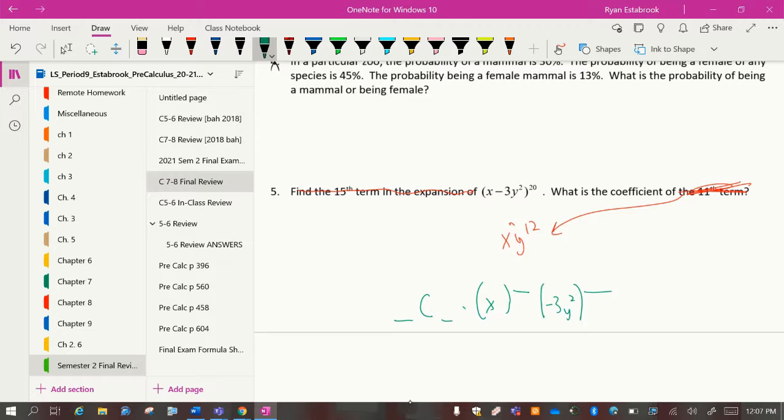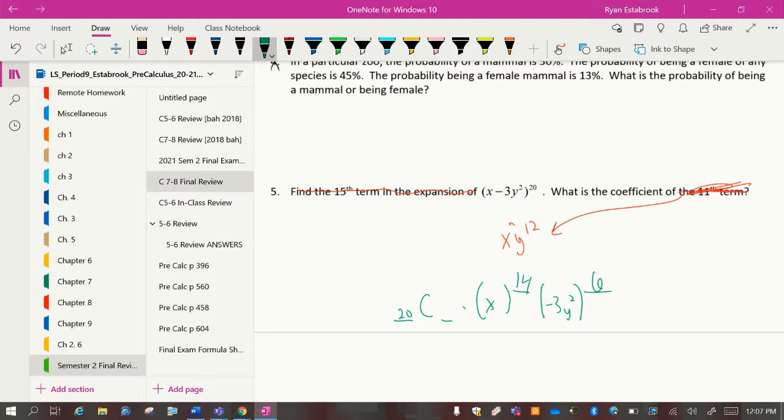What does this exponent back here have to be so that we get y to the 12th? 6. And if this is 6, then what's the exponent on the x? 14. Those are going to have to add up to 20 together. What number goes in front of the C? Biggest number, 20.